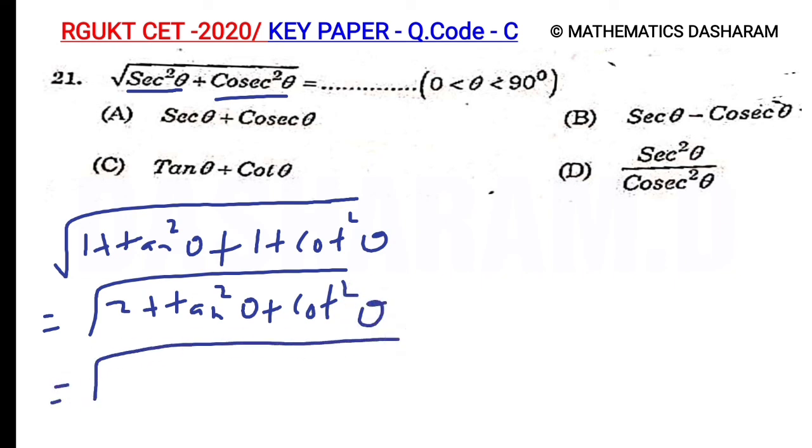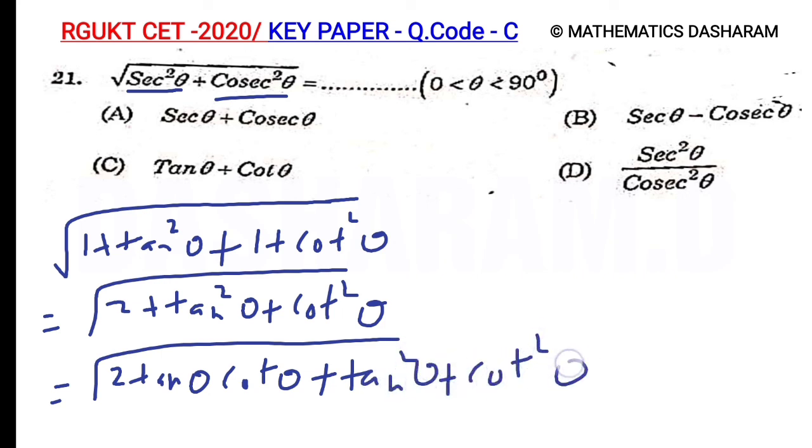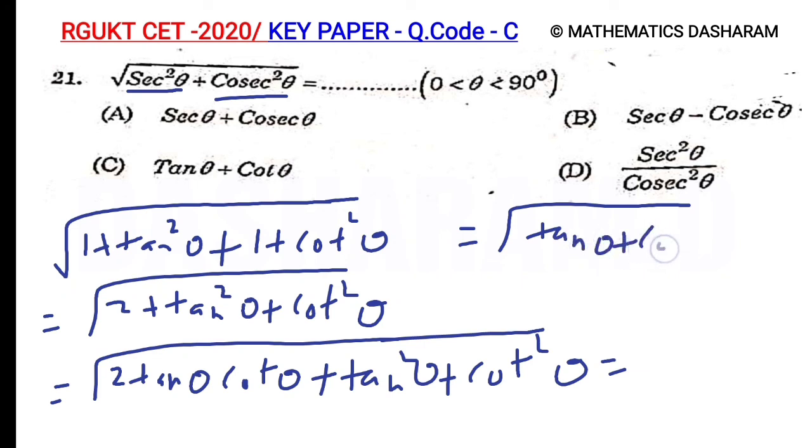2 can be written as 2 into tan theta into cot theta, because tan theta and cot theta both get cancelled. So tan square theta plus cot square theta. Now it is exactly in the form of a square plus b square plus 2ab. So it equals tan theta plus cot theta whole square. Then the square root cancels. So the answer is option C.